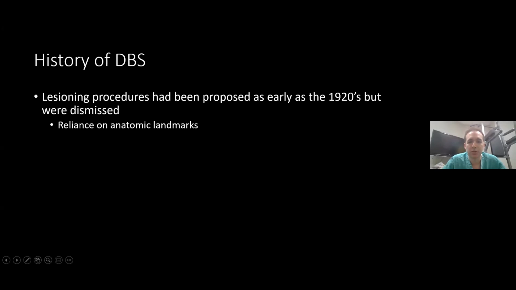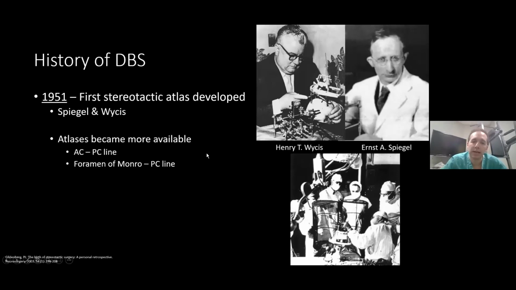The first lesioning procedure is actually described earlier, in the 1920s, but there was no CT scan, and they didn't have any anatomic atlases. It was very reliant on anatomic landmarks. You'd have to take the bone off and figure out how you're going to get there. And so it didn't really catch on until the 1950s, when the first stereotactic atlas was developed by these two gentlemen, Drs. Wycis and Spiegel. Spiegel was a refugee from the Nazis, and Wycis was originally his student, and then eventually became his colleague. You can see them down in the bottom right corner working on one of their ablations.